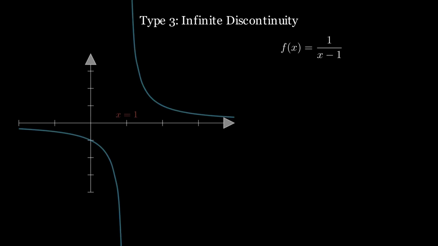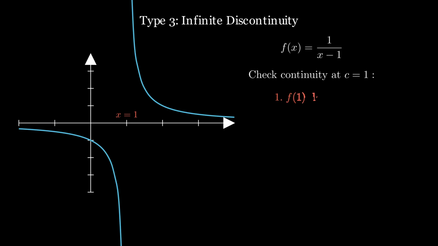Finally, we have infinite discontinuities. These occur where a function has a vertical asymptote. Consider f of x equals 1 over x minus 1. This function has a vertical asymptote at x equals 1. First, is f of 1 defined? No, plugging in 1 results in division by 0.